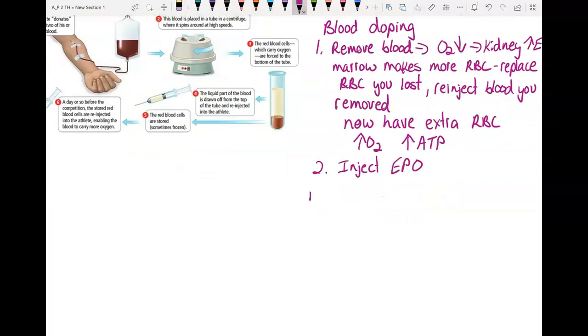The dangerous side effect of this, people can die from doing this. The danger is that you will make too many red blood cells and you will increase the viscosity. So you will make your blood too thick. And then you can clog your vessels or even give yourself a heart attack.